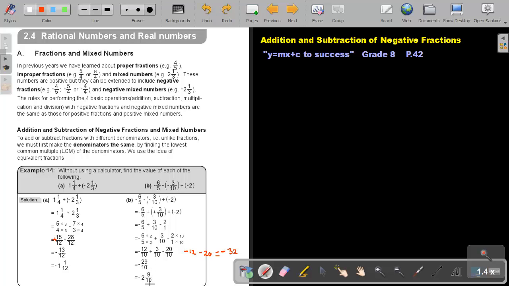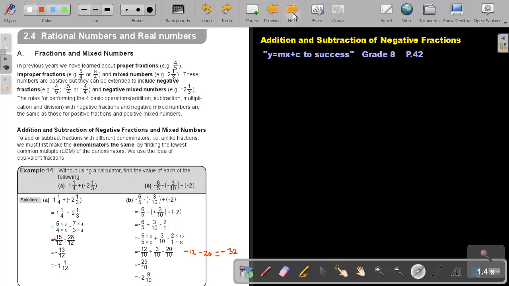And again, I can make it a mixed number. By saying, 10 goes into 29 how many times? Full times, 2. And if I subtract 20 from 29, it will be 9 left.